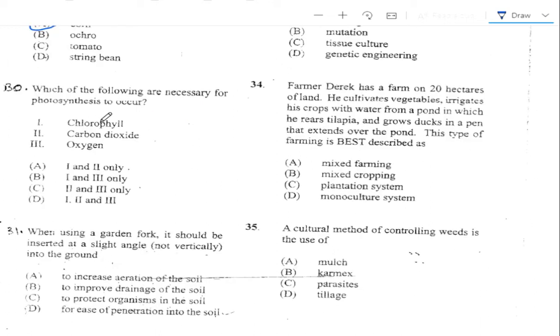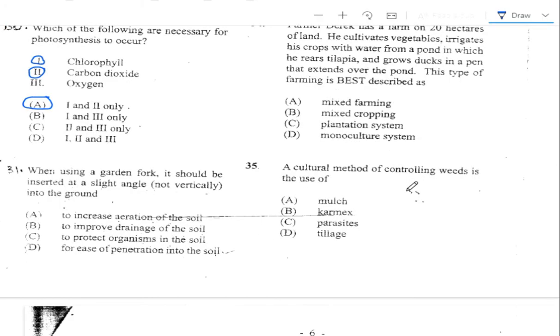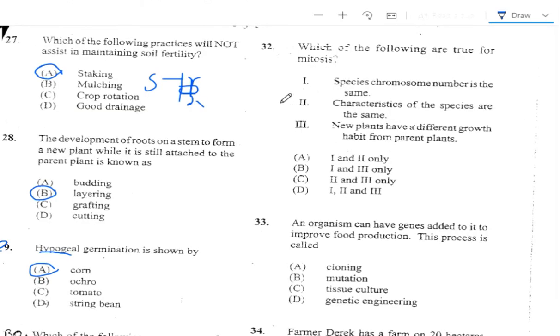Question number 30. Which of the following are necessary for photosynthesis to occur? 1. Chlorophyll, yes. 2. Carbon dioxide, yes. 3. Oxygen, no. So the answer is A. 1 and 2. Question number 31. When using a garden fork, it should be inserted at a slight angle, not vertically, into the ground. A. To increase aeration of the soil, no. B. To improve drainage of the soil. No. C. To protect organisms in the soil. No. D. For ease of penetration in the soil. The answer is D.